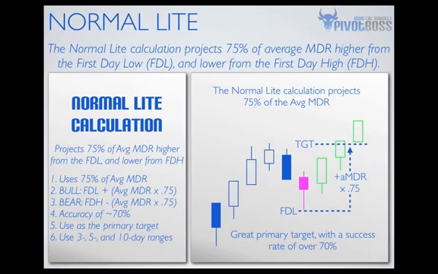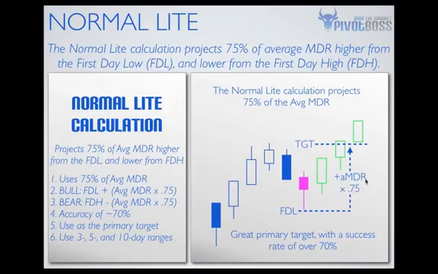Now let's talk about the normal light calculation. The normal light calculation projects only 75% of the average MDR. And it projects the 75% average MDR higher from the first day low and lower from the first day high. Again, this is very, very similar to the normal calculation. The exact techniques are used.